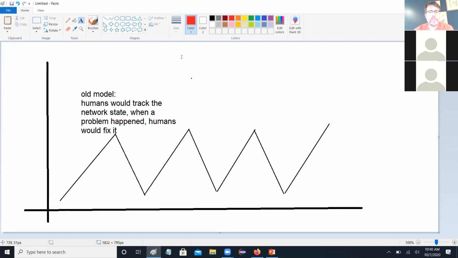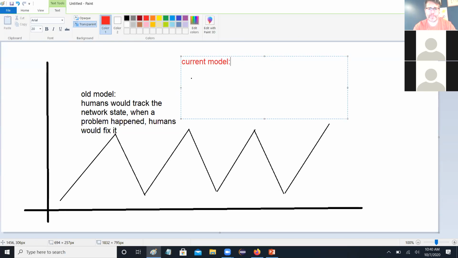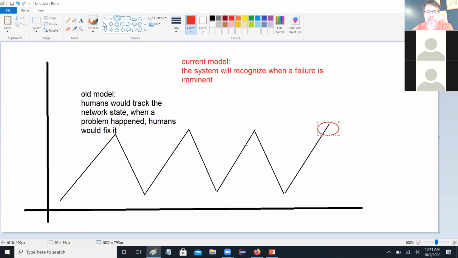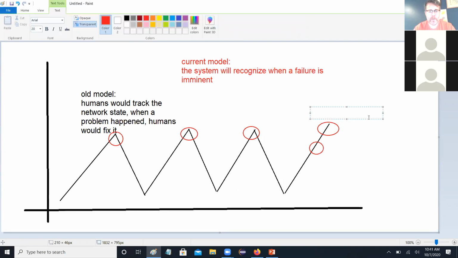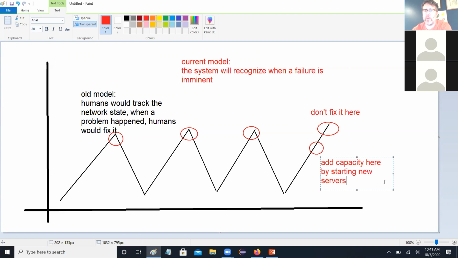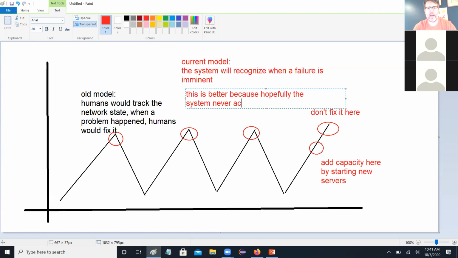Now, what is possible, current model, right? The system will recognize when a failure is imminent, right? Because it can look through your past data and say, oh, you know what, this situation that we see here, this is a lot like these other past failures that we saw. And when you start approaching that point, we say, don't fix it here, add capacity here by starting new servers, right? By making more system capacity available prior to when you need it. This is better because hopefully the system never actually fails, right? It keeps up and operating the whole time.